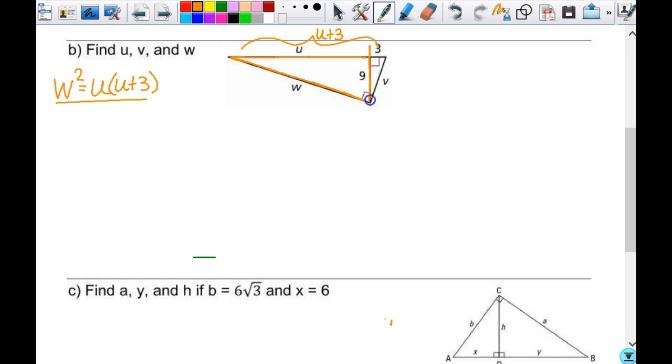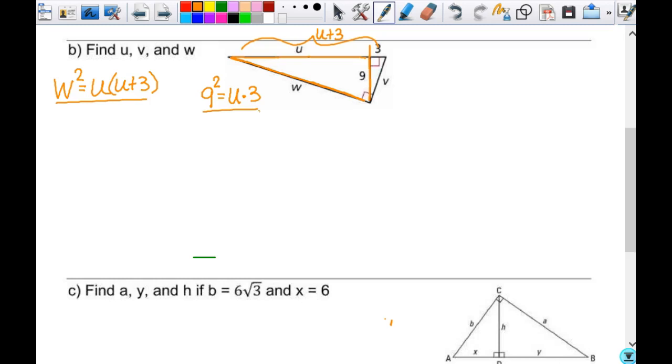So here's the altitude. I know the altitude gets squared. In this case, it's a number and not a variable. That's okay, it doesn't matter. It's the altitude, not the variable, that gets squared. So the altitude is 9 squared. Now the altitude comes in and divides the hypotenuse into the 2 pieces, so it's just the 2 pieces multiplied together, U times 3. Everybody good with all that?